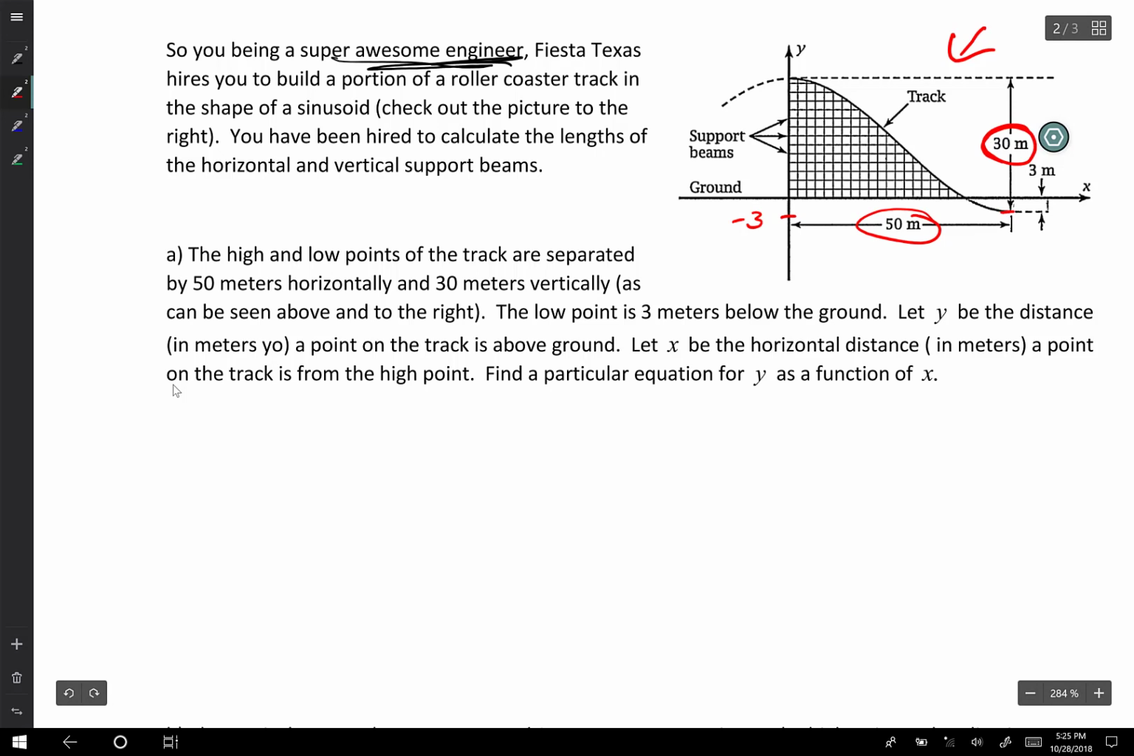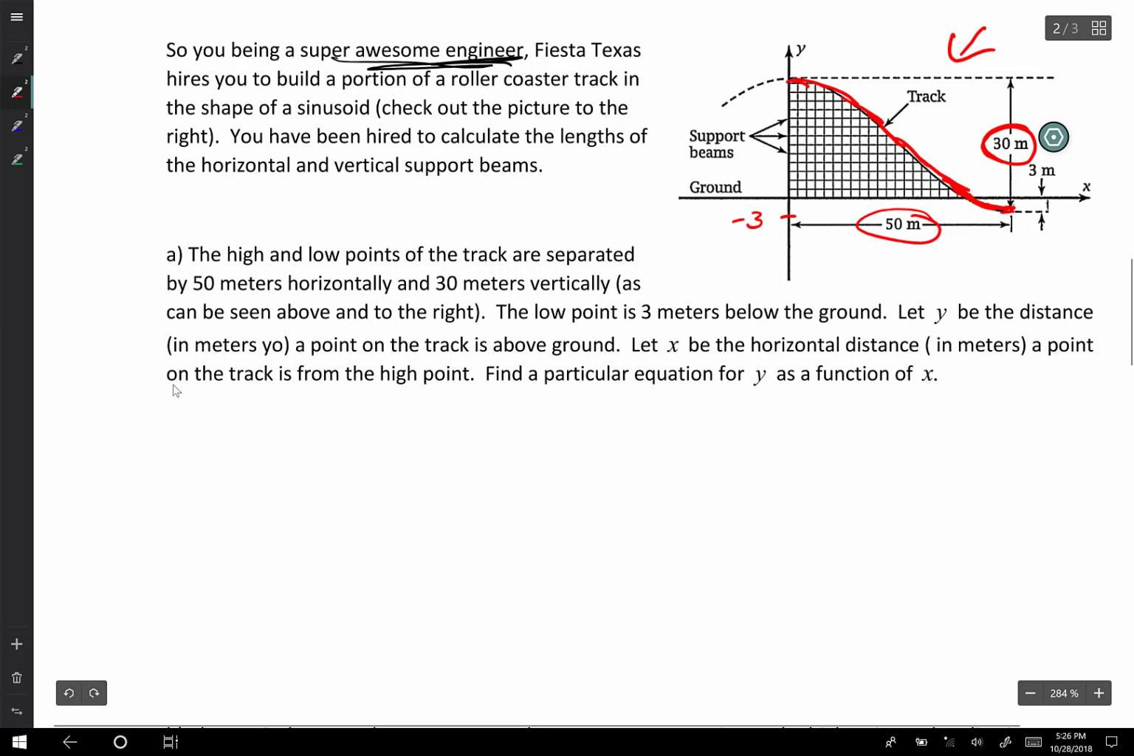Let y be the distance in meters a point on the track is above the ground. Let x be the horizontal distance in meters a point on the track is from the high point. Find a particular equation for y as a function of x. That's cool, guys. It's pretty much just telling us to find an equation for this curve right here that I'm highlighting in red. And that shouldn't be hard to do.